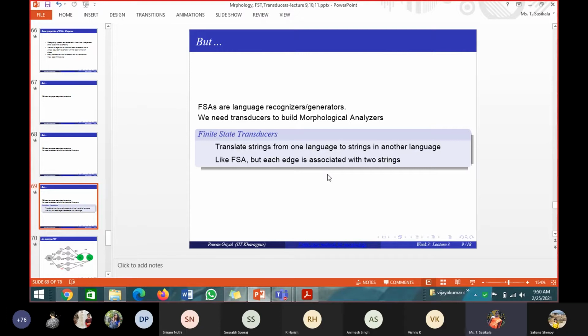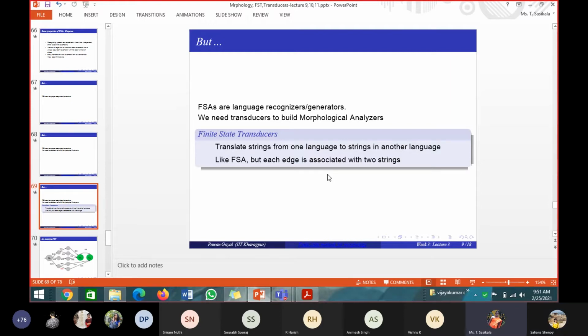It is the same as an FSA, but in an FSA every edge is associated with how many strings? If you take one edge from Q0 to Q1, the edge is associated with how many labels? One character or more than one character? One character. But here a transducer will have two characters.